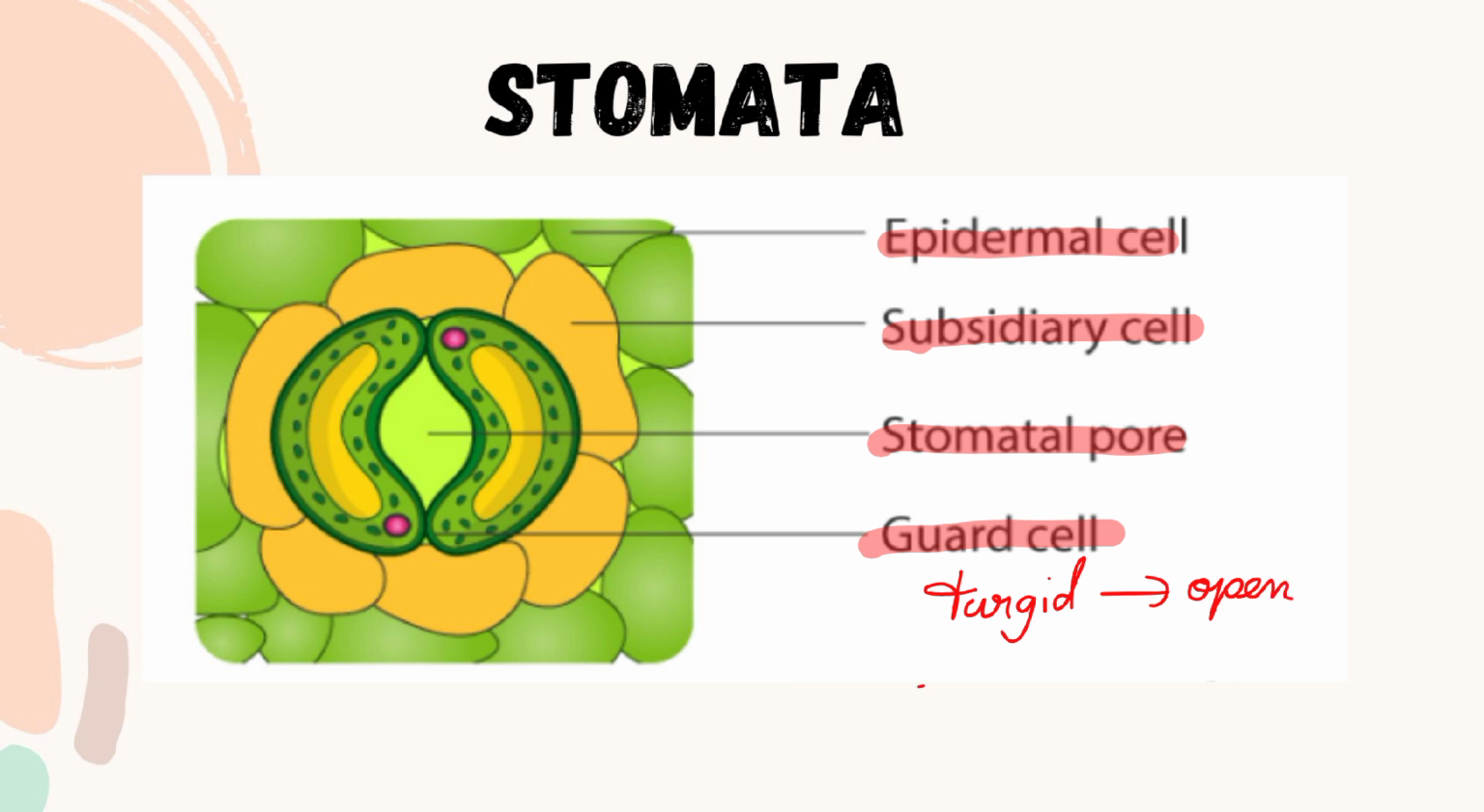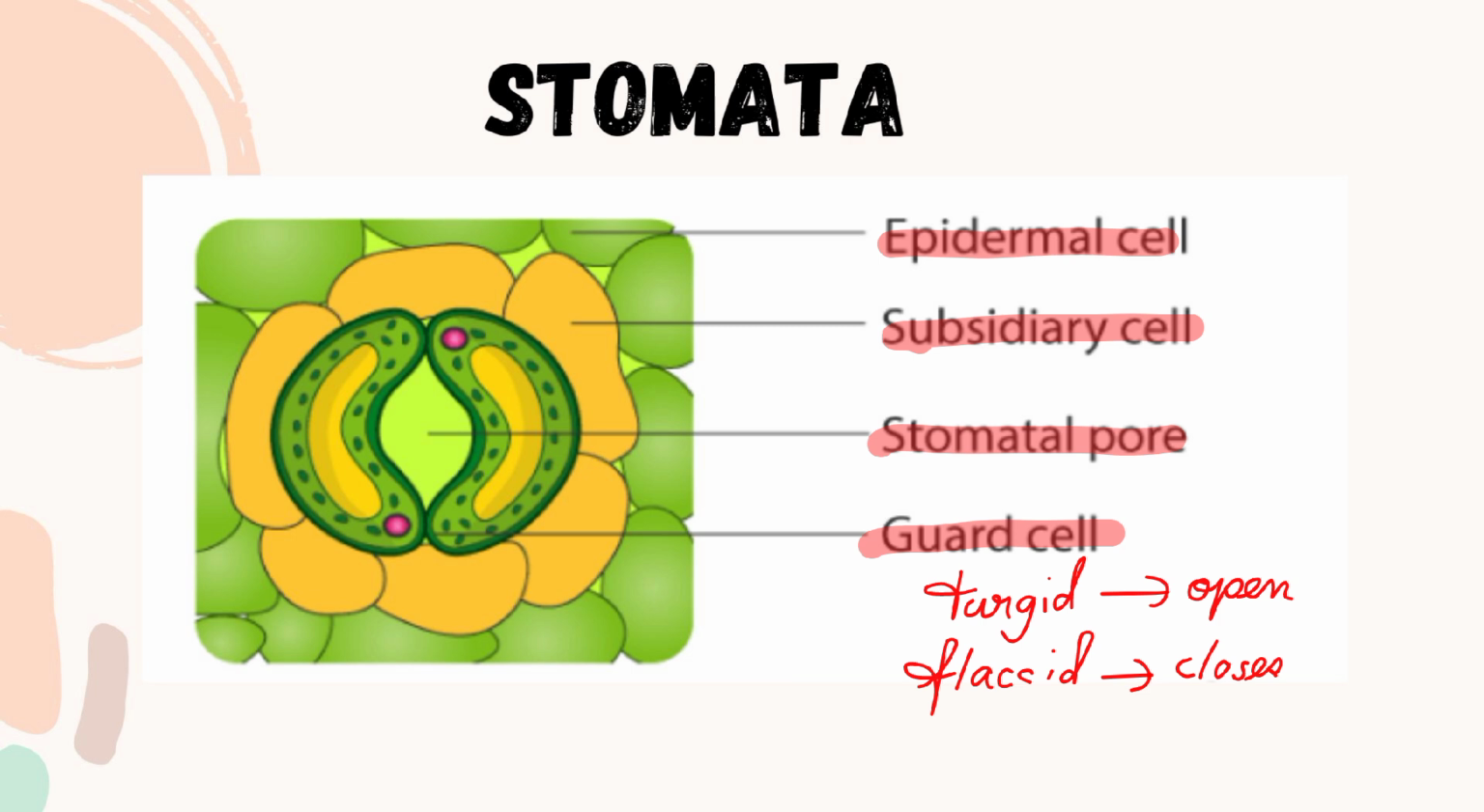But when the guard cells are flaccid, that is, when the water molecules move out of the guard cells, the stomata closes. Okay, the stomata closes when the guard cells are flaccid, and they are open when the guard cells are turgid. So the primary function of stomata is to take in carbon dioxide, along with its transpiratory functions.